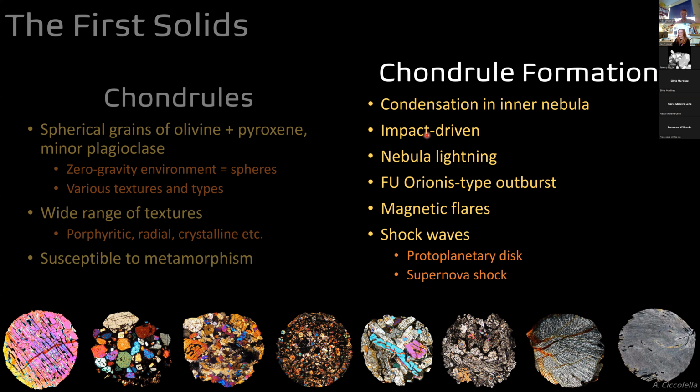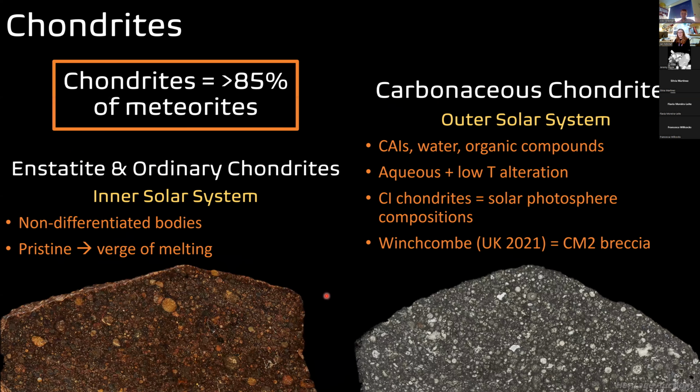And thankfully, I don't specialize in chondrites, so it's not my job to work out where these tiny little blobs come from. If you stick enough chondrules together, eventually you end up with a chondrite. These are the most common sorts of meteorites. They make up over 85% of all meteorites that we have.